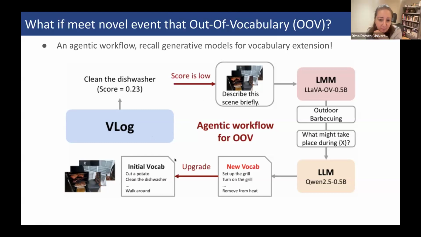So do you get a drop in performance? I guess you do, but how much? Yeah, I think our goal is not to reach very good performance in those settings. We want to propose a strategy, using our vocabulary and this framework, to improve VLog's generalizability to novel events.